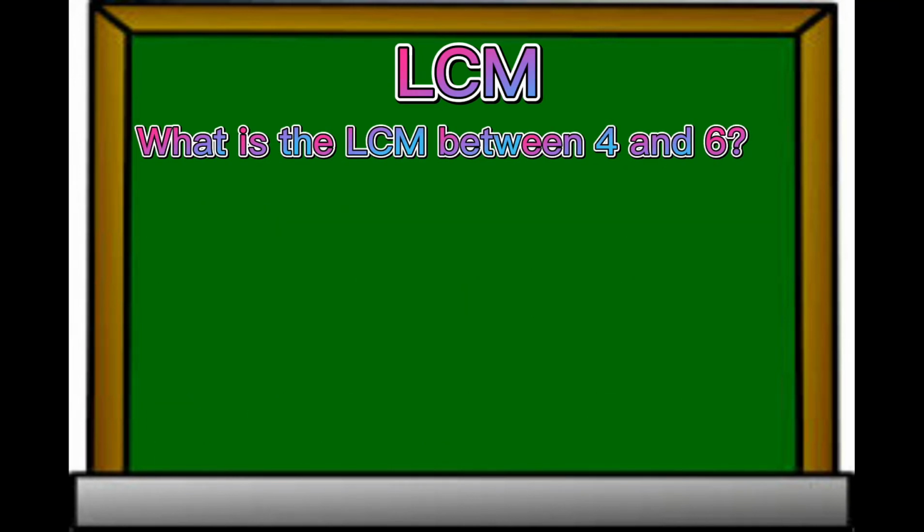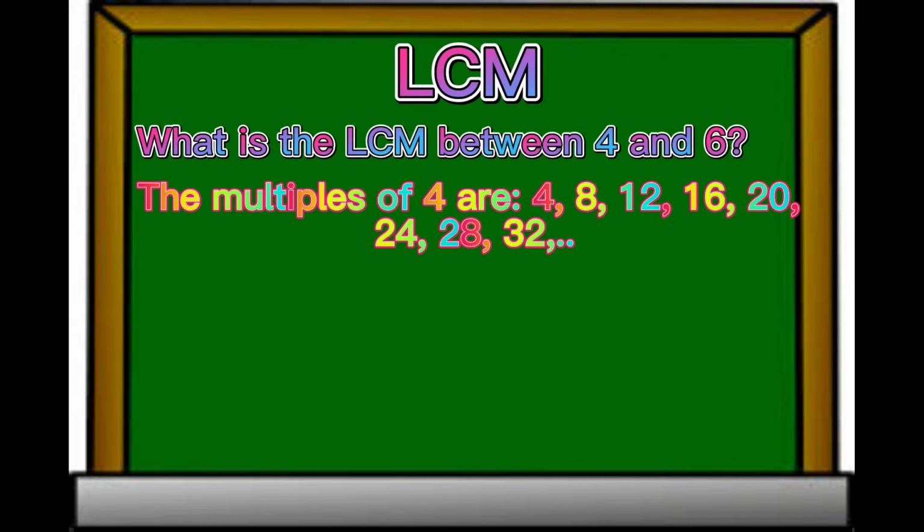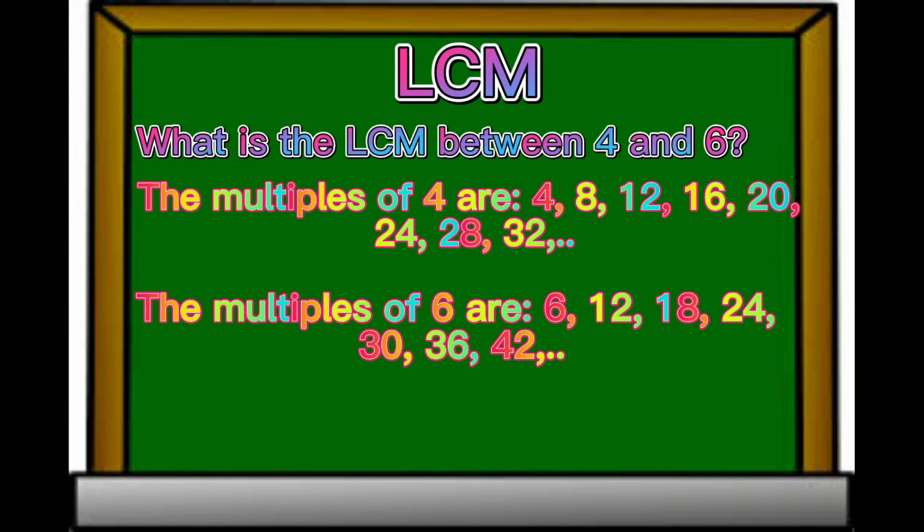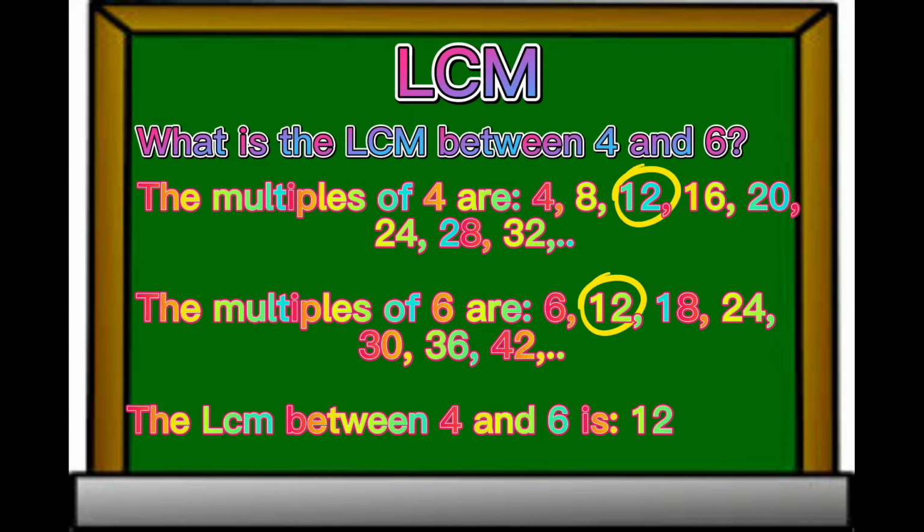One more question. What is the LCM between 4 and 6? The multiples of 4 are 4, 8, 12, 16, 20, 24, 28, 32. The multiples of 6 are 6, 12, 18, 24, 30, 36, 42. What is the LCM? The LCM between 4 and 6 is 12. Yes, great job, Jaden. That is correct. The LCM between 4 and 6 is 12.